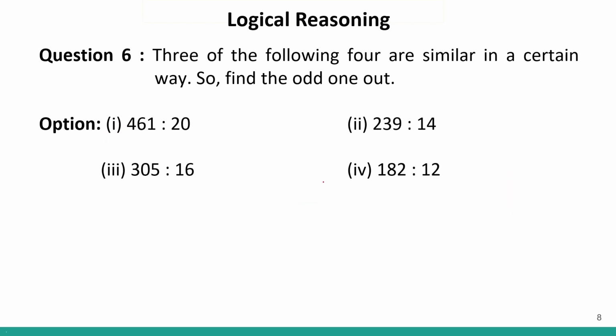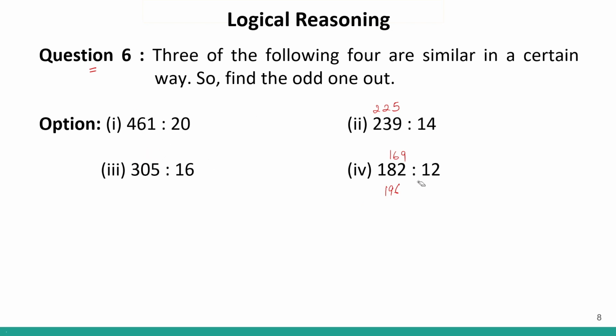Now, question number 6. Again, 4 options are given to us and we have to find out the odd one out. Now, if I look at option number 1, 461 is actually very close to a perfect square, 441. Similarly, 239 I can see is very close to a perfect square, 225. 305 is close to 289, and 182 I can see is slightly close to 169, but I am not sure. Because this is the square of 13 and the next number we have is 196. So it is somewhere in between.